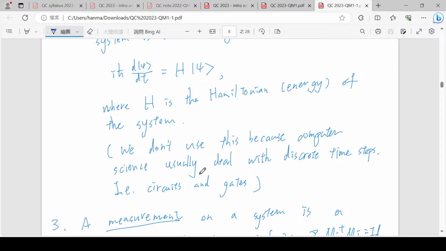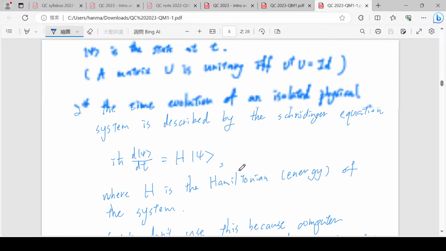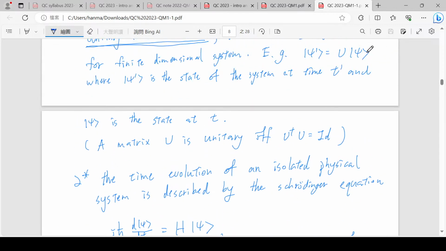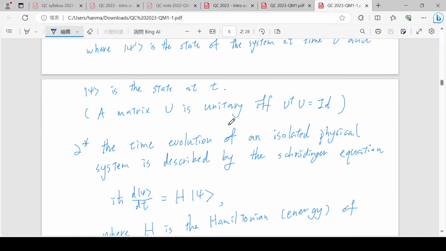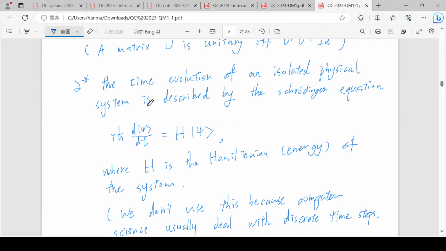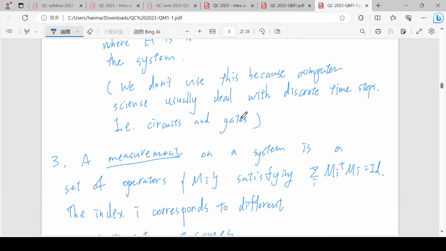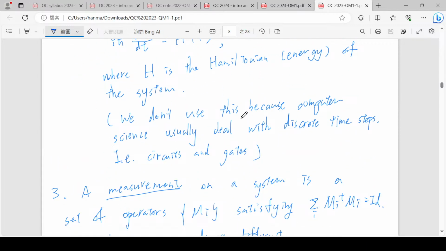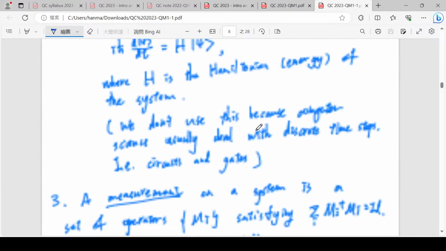But anyway, our time is discrete because we are computer scientists, and we think about our system evolving through clock cycles. So our system goes through a circuit with gates, and those gates are discrete things. We just apply one unitary to our state, and the system goes into the next time step. Then we apply another unitary, go to another time step. So it is a very discrete thing, and we will not solve the Schrödinger equation. But yeah, this is just for your education. Okay, so that's how the state evolves.